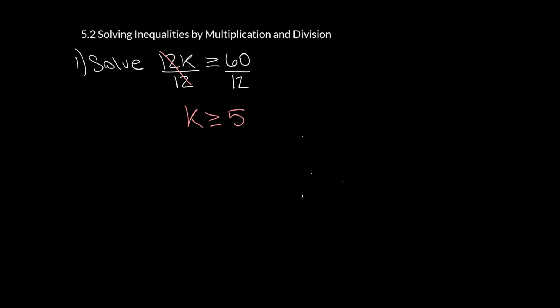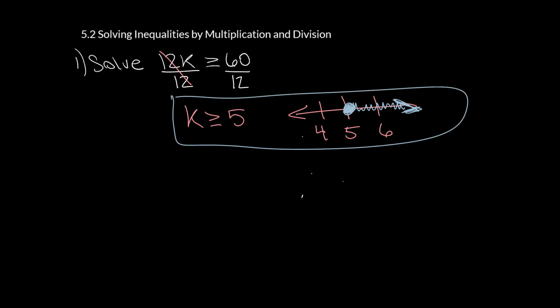That's my answer. If I wanted to graph this on a number line, I know it doesn't say to, but if I wanted to, I could just put the 5 in the middle like that. And so it says it's greater than or equal to, so that is going to be a solid dot, and I'm going to go this way. I'm doing a solid dot because I'm including the 5. And that's it. That's my answer. Now, let's do one more.